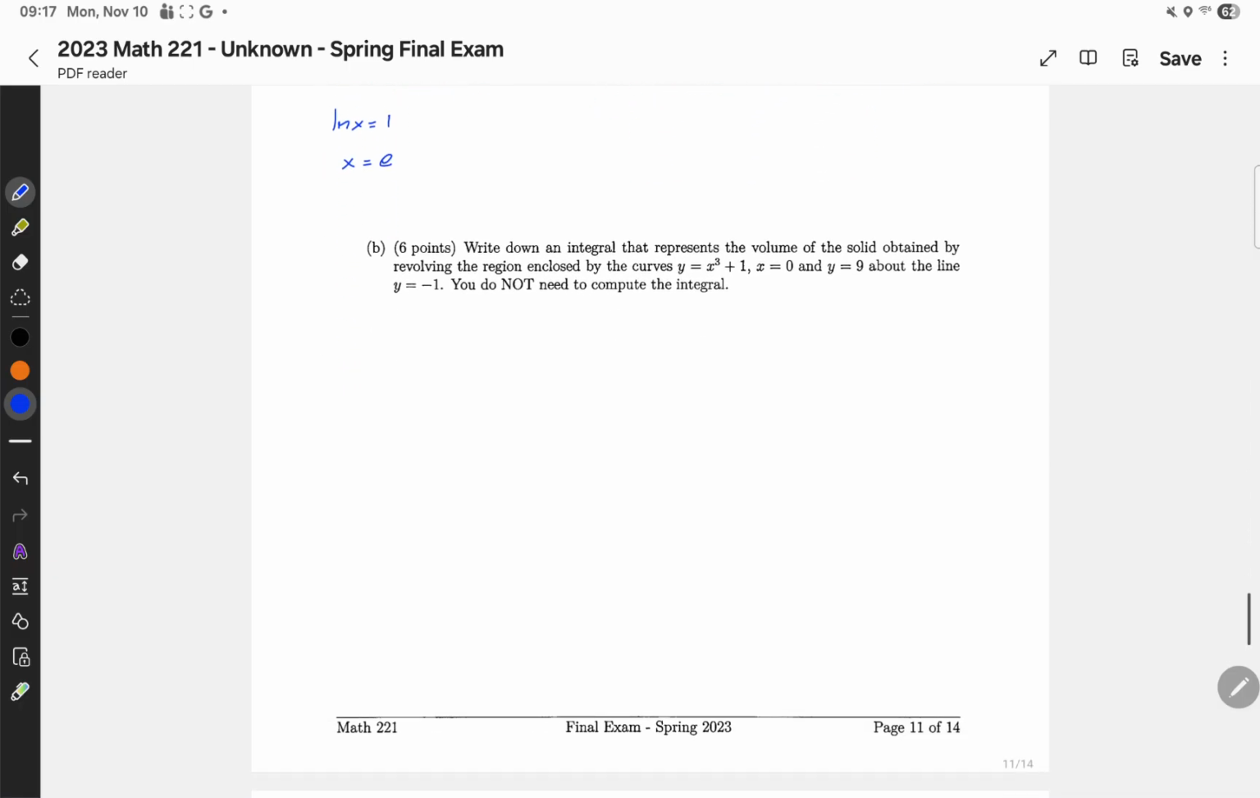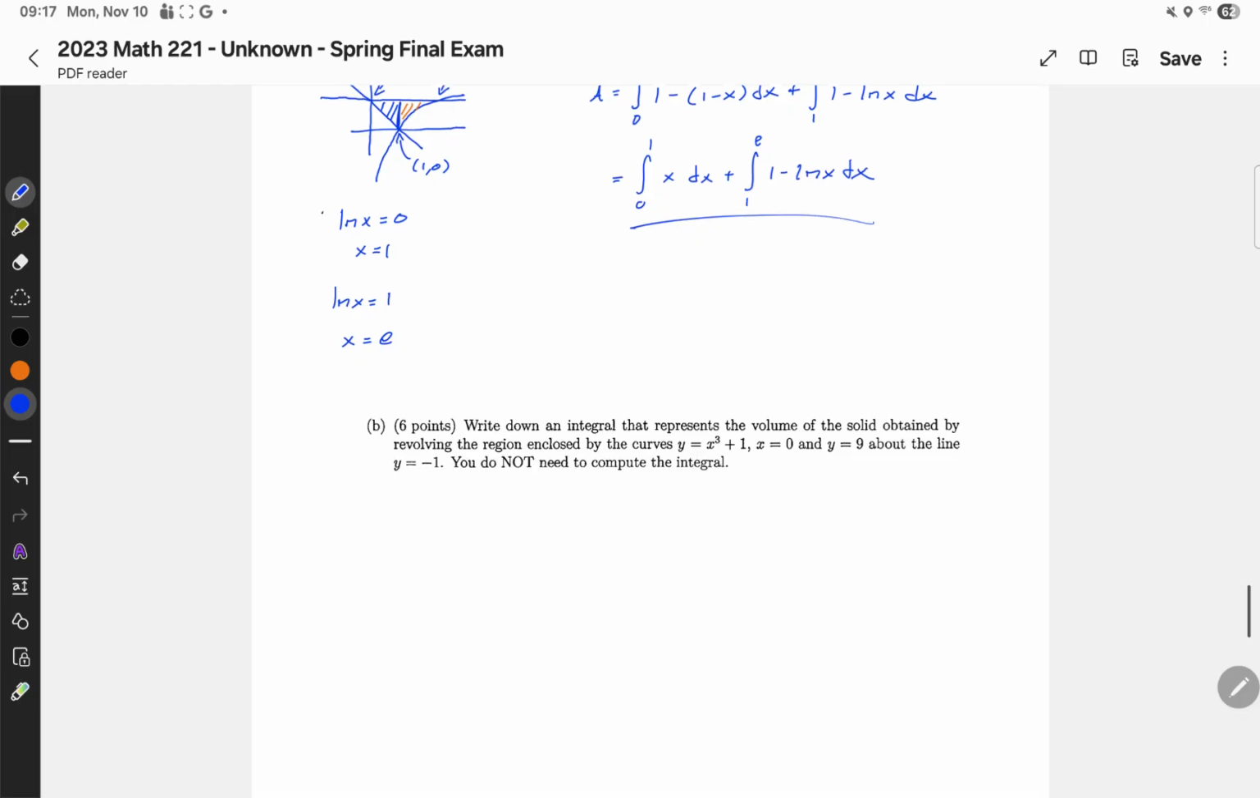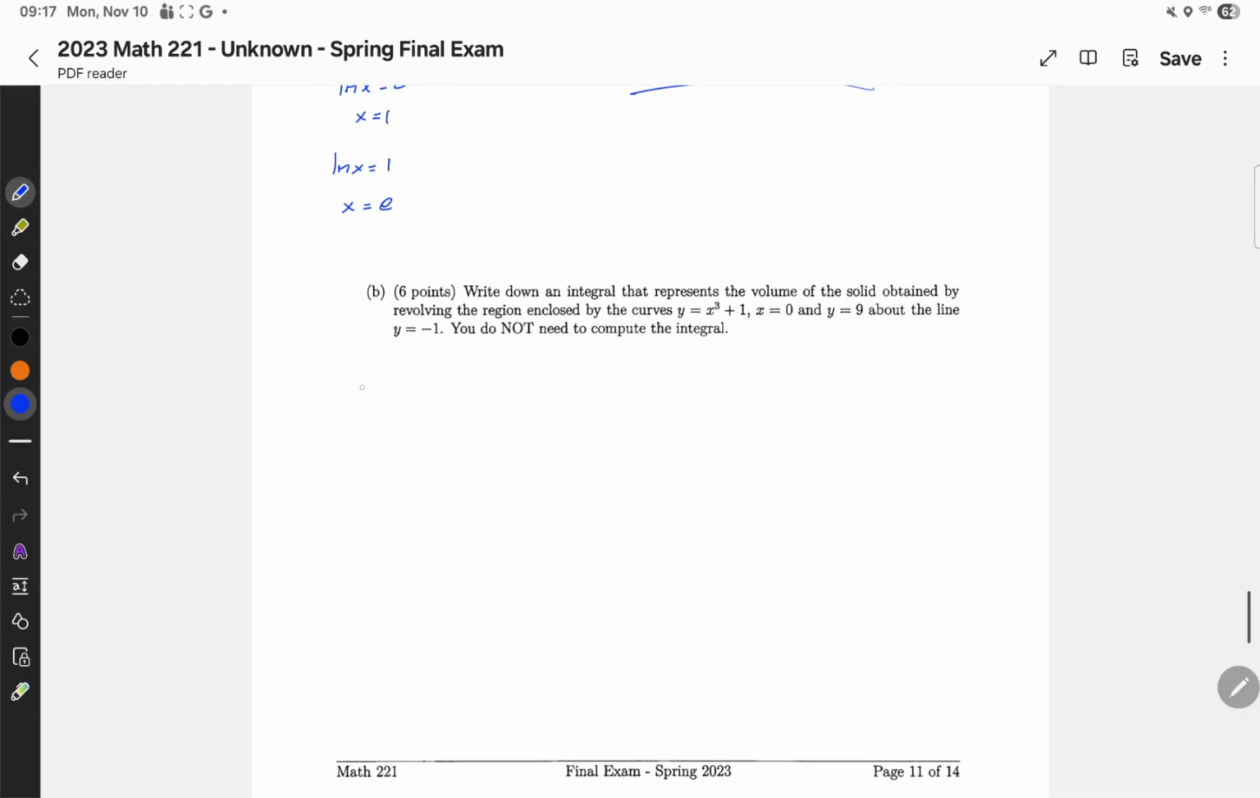All right, next up, write down an integral that represents the volume of the solid obtained by revolving the region enclosed by those three curves about the line y equals minus 1. You do not need to compute the integral. So for this one, let's go ahead and draw it again. We have y equals x cubed plus 1. So we know our usual x cubed graph goes through the origin. We're adding 1 to that, so it's going to look something like this.